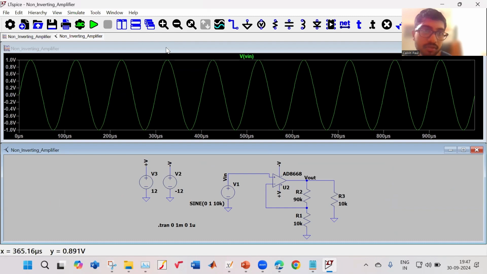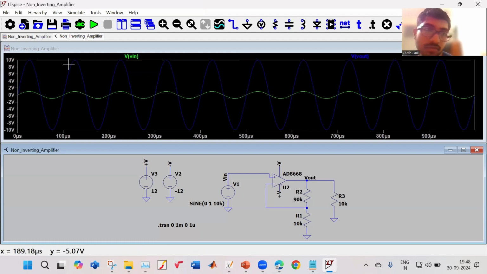So this is my input. Okay. So my input is changing from 1 to -1. My output also should change from 10 to -10. And when my input is positive, my output also is positive. When my input is negative, my output also is negative. So that is why it is a non-inverting amplifier. It is in phase. The output is in phase with your input and with that gain which we calculated.